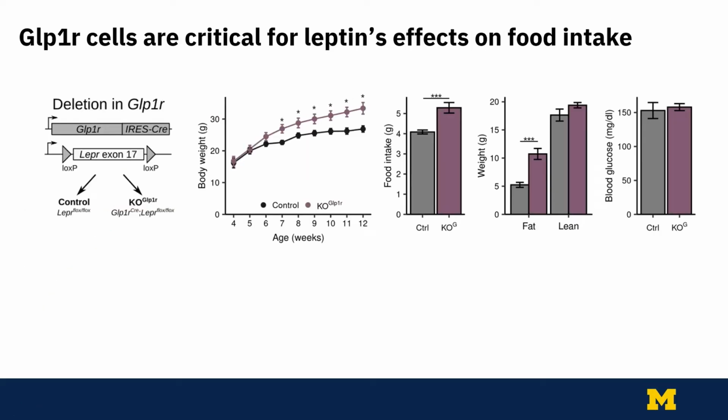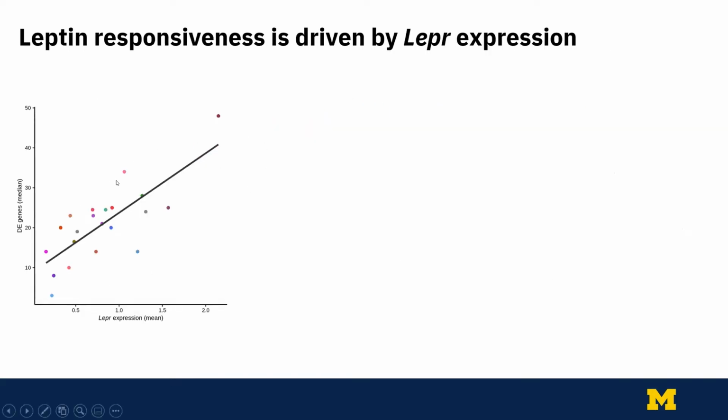So now, using this data, we wanted to know what factors are driving the association of leptin effects. Why is leptin treatment different across populations? One of the first things we found was that if you just take the average leptin receptor expression and the number of differentially expressed genes, you see there's a fairly linear relationship. So leptin receptor itself seems to be associated with effective treatment.